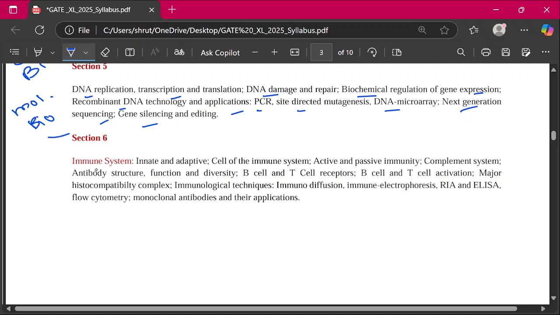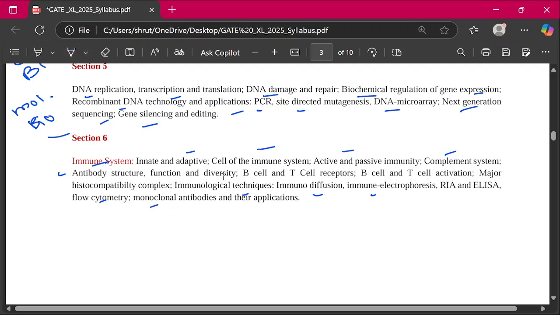Then section 6, which involves the immune system, in which we have to study the innate and adaptive immunity, then cells of the immune system, active and passive immunity, complement system, then antibody structure, function and diversity, then B cell and T cell receptors, B cell and T cell activation, major histocompatibility complex, then immunological techniques, in which we have to study the immunodiffusion, immunoelectrophoresis, RIA and ELISA methods, then flow cytometry, then monoclonal antibodies and their application.